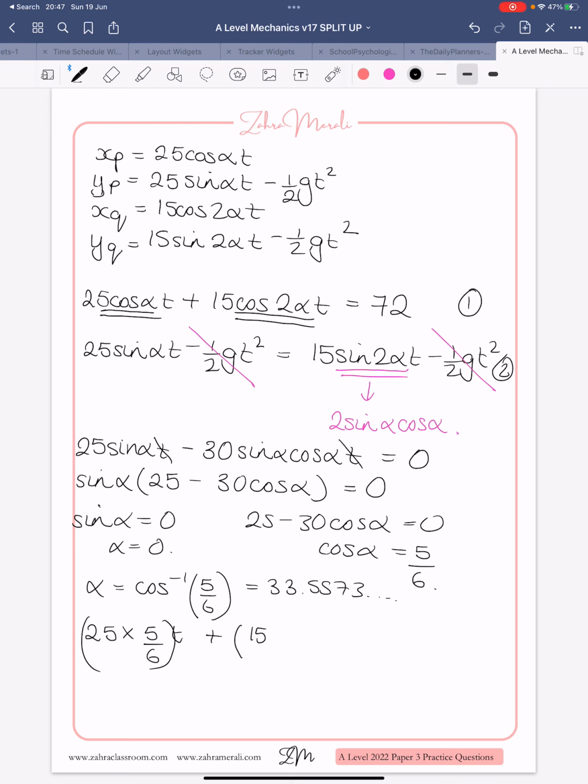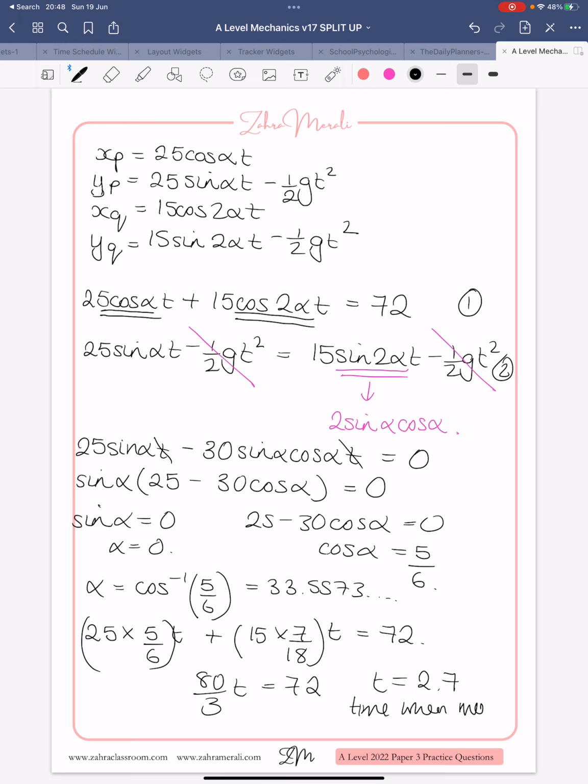plus 15, and then if I multiply my alpha by 2 to cos of my answer, I get 7 over 18 for cos 2 alpha t equals 72. When I rearrange that, I end up with 25 times 5 over 6 plus 15 times 7 over 18, which gives me 80 over 3t equals 72. So t equals 72 times 3 divided by 80, and I get t equals 2.7. So 2.7 is the time when they meet.